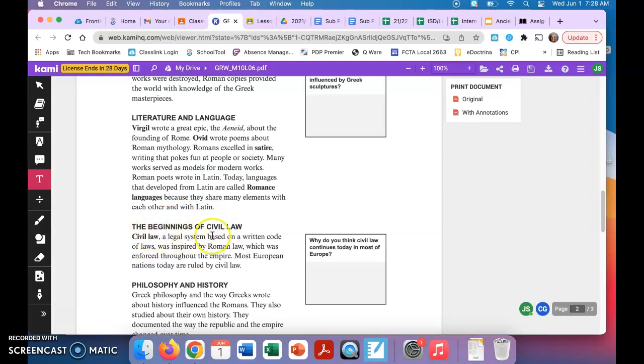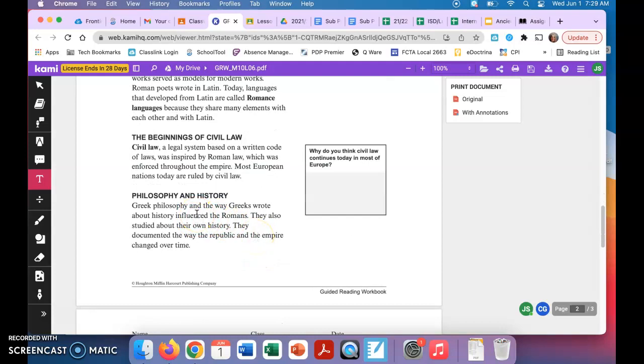Next section, the beginnings of civil law. And you have one question to answer with this section, and it is, why do you think civil law continues today in most of Europe? Civil law, a legal system based on a written code of laws, was inspired by Roman law, which was enforced throughout the empire. Most European nations today are ruled by civil law. Again, why do you think that the civil law continues today in most of Europe? Your answer is not going to be right there.